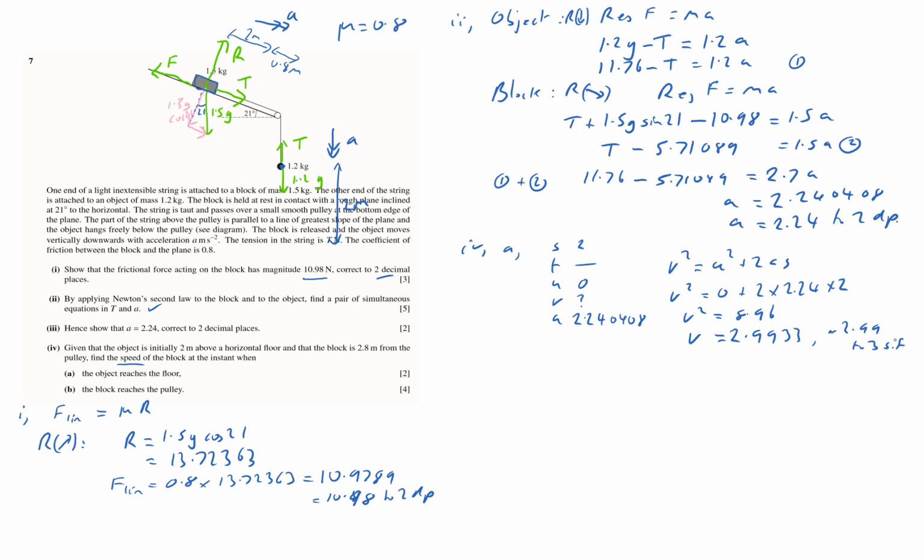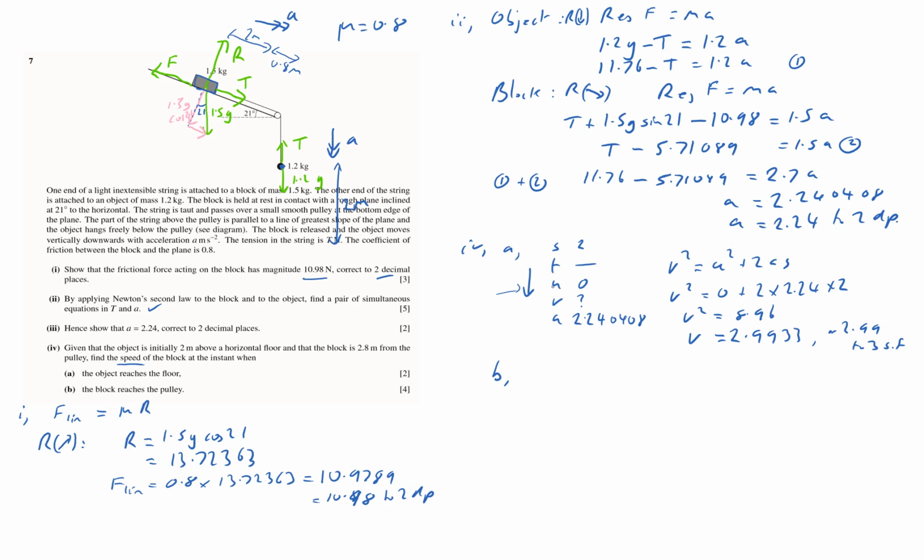And now to work out the speed of the block, that's the speed of the object, but since it's an inextensible string, it will be the speed of the block as well. Just check, when I've done that, I have taken everything to be positive down here. So the distance is 2, the acceleration is 2.24. I really should have put that arrow in there just to remind myself not to make that mistake.